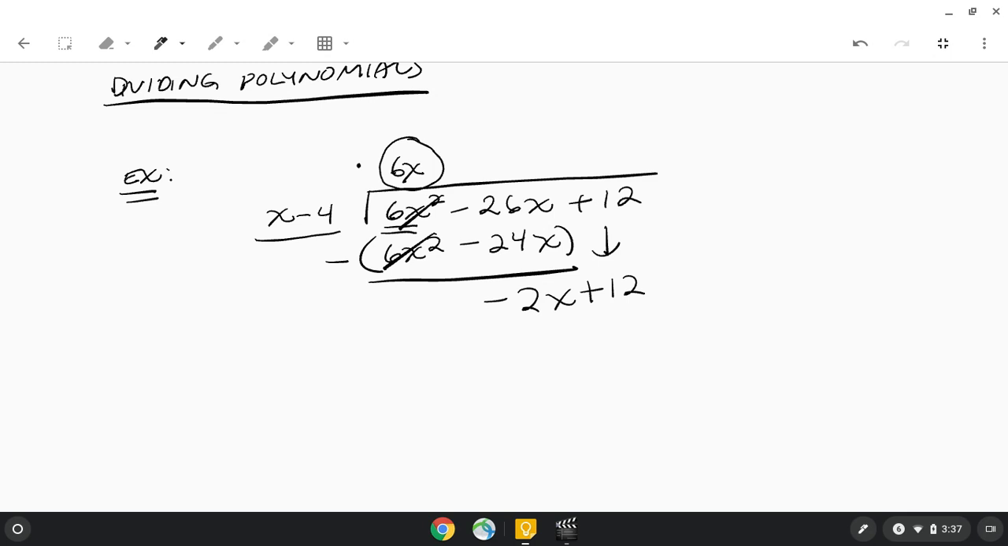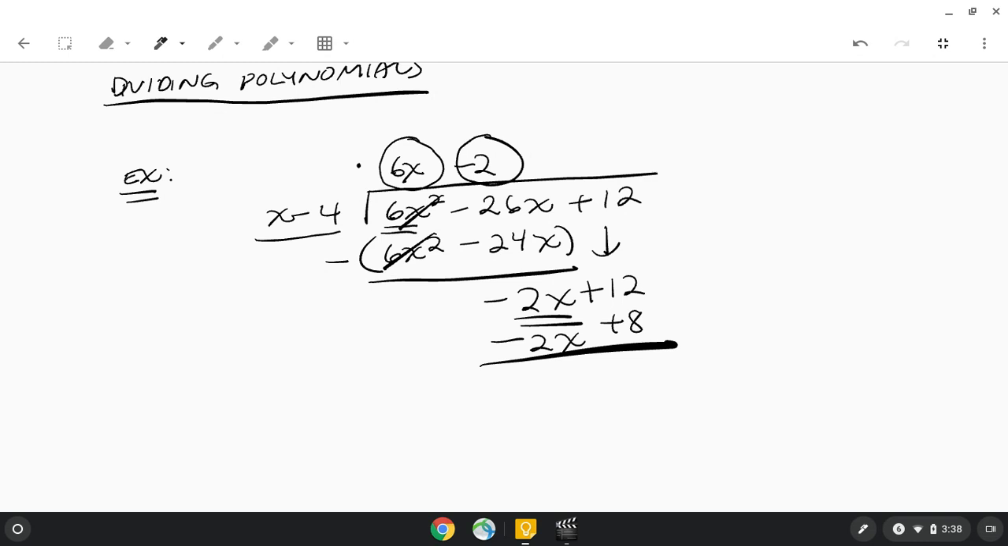And then I repeat the process. Again, I could ignore the minus 4 for now when I'm trying to decide what is going to go up here. So I just use that leading term x, and I ask myself, x times what will give me the negative 2x? So it should be negative 2. Let's bring that minus 4 back, and let's distribute the negative 2 to the x minus 4. So negative 2 times x is negative 2x. Negative 2 times negative 4 is positive 8.